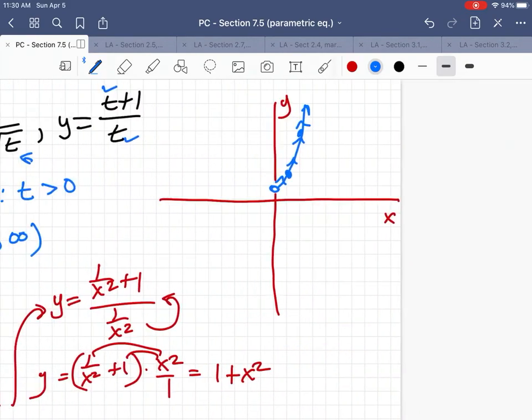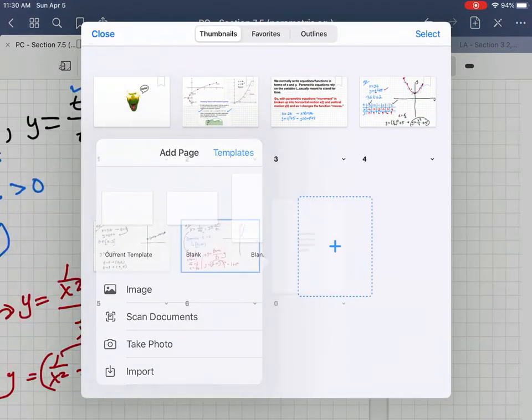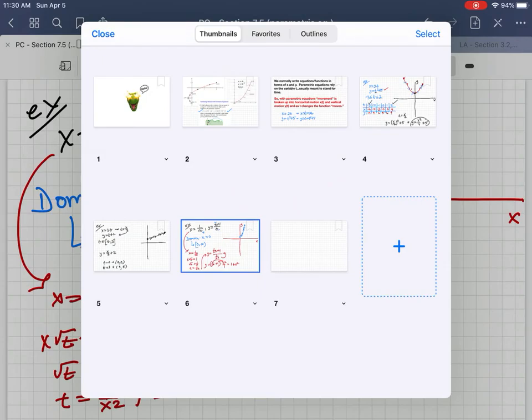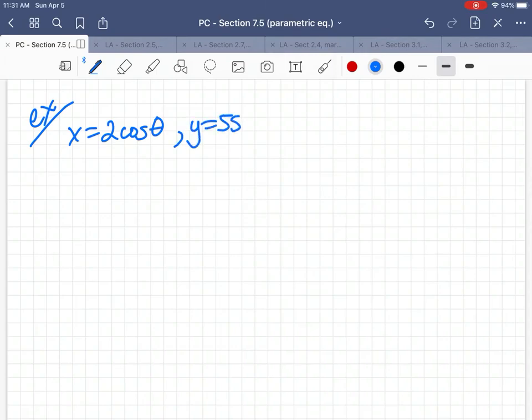Let's do one last example here. Whoopsie, I don't have any more pages. All right, so for my last example here, there are going to be some that are a little bit different. Let's say we have x equals 2 cosine theta, and y equals 5 sine theta. So you saw this on Desmos when I first entered it, but we'll go back to that in a minute.